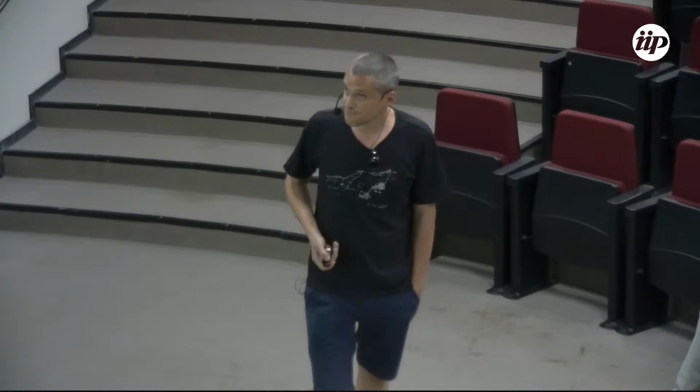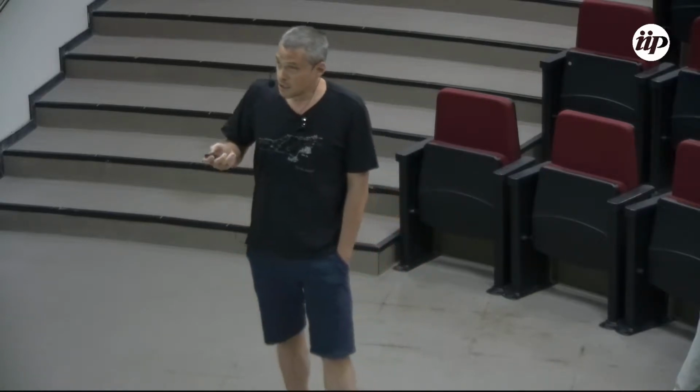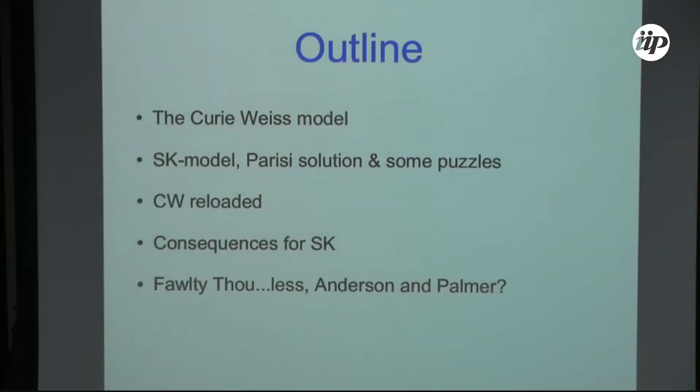It's about spin glasses. But in fact, I will start, at the risk of boring you, with the Curie-Weiss model, because this will help me set the stage for the Parisi solution, in particular the puzzles that it raises, and then I will go back to the Curie-Weiss model with an apparently new, I'm not sure, approach. I will then work out the consequences for the SK model and concerning some puzzles raised by the Parisi solution. I'm not sure I will have time to talk about the Thouless-Anderson-Palmer approach. It will be the only part of my talk which has something to do with random geometries, but it's okay. Given the time, we'll see how far we go.